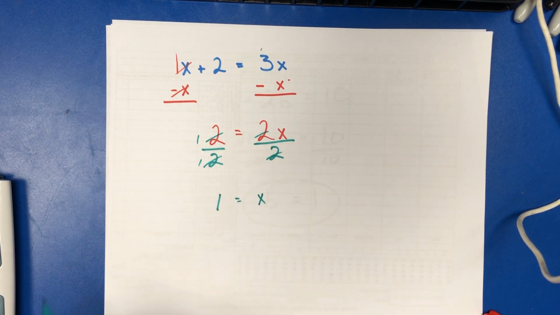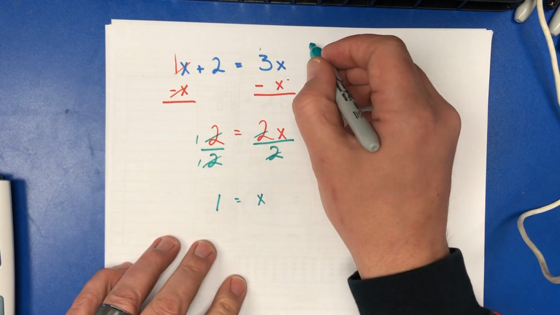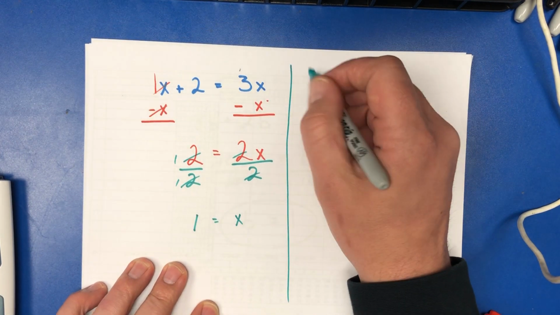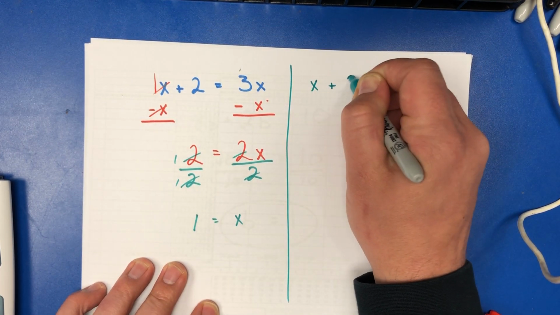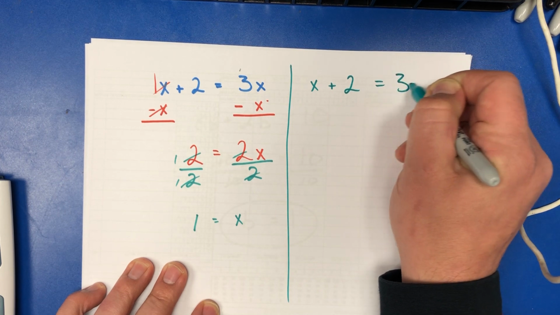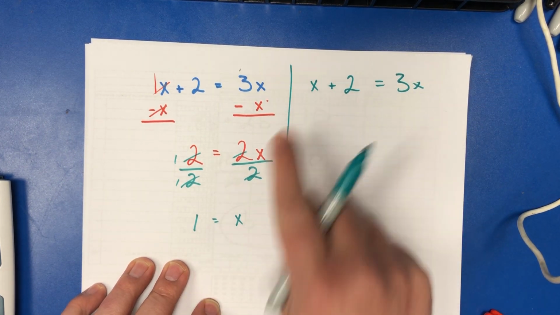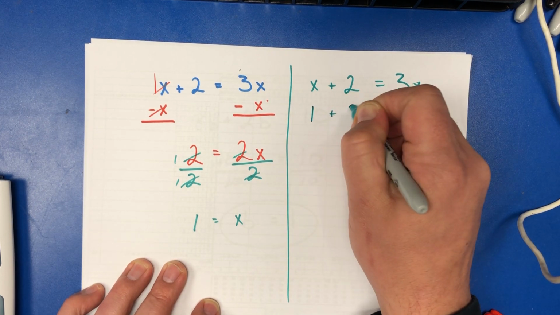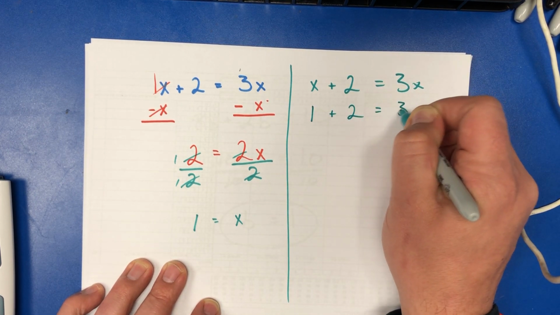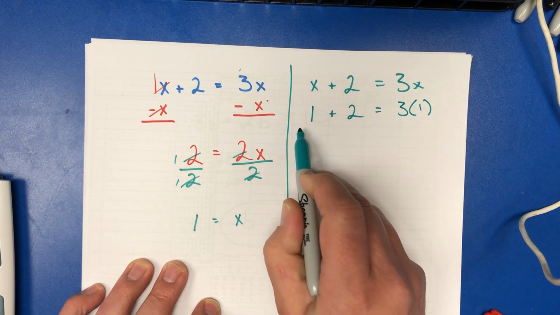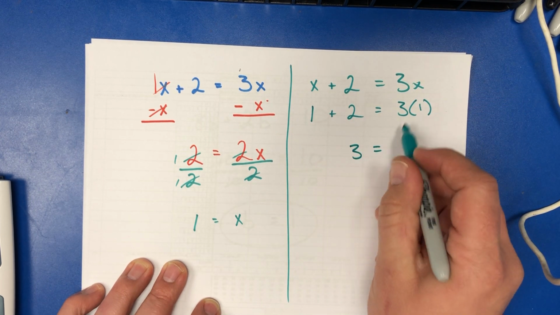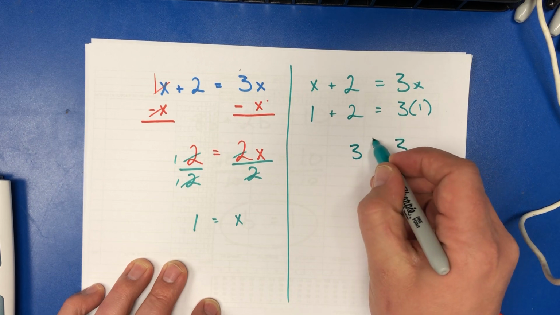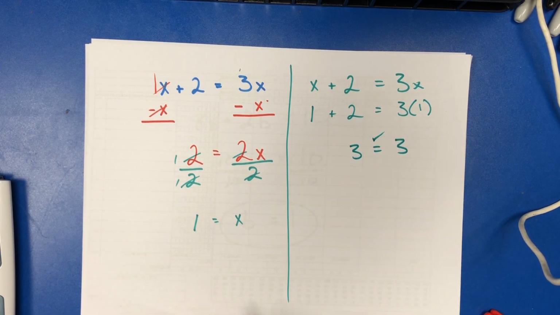And I can go back to the very beginning and just double check to make sure that this works. So it's always good to check your work when doing algebra. So in place of x, I'm going to plug in 1. So here's 1 plus 2 is equal to 3 times 1. 1 plus 2 is 3. 3 times 1 is 3. And that checks out. That works. So 1 is equal to x. x is equal to 1.